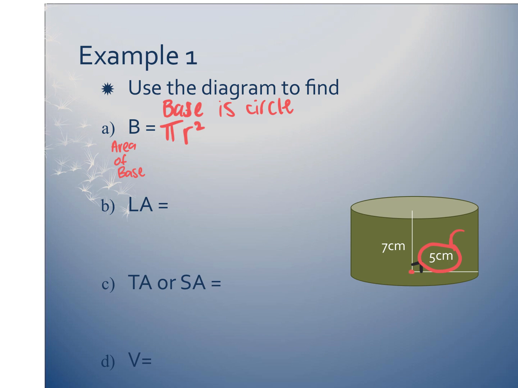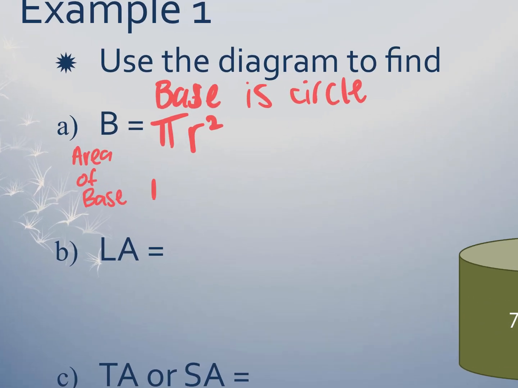Good. It's from the center to the edge of the circle. Remember what the definition of a radius is. It's from the center of your circle to the edge. So this is definitely going to be 5 centimeters, so our radius is 5. Let's plug that in. So the area of our base, B, is going to be pi times 5 squared. Let's take out our calculators. And let's do pi times, what's 5 squared? 25. So let's do pi times 25. I got 78.5.